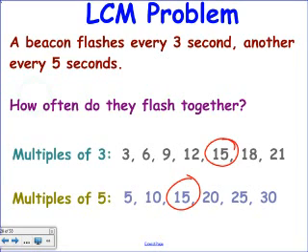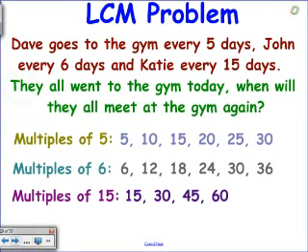Okay? Yeah? How else can they ask these questions? Just to give you another example, because they're really keen on these style of questions for multiples, something that has different time scales. So Dave goes to the gym every 5 days, John goes every 6 days, and Katie goes every 15 days. They all went to the gym today. When are they going to meet again?